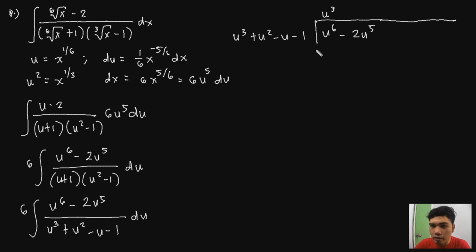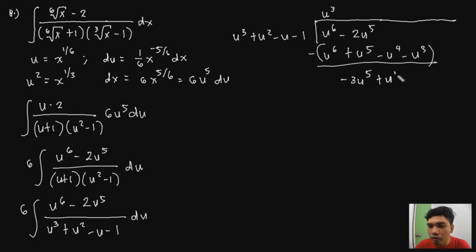So, we have quite a lot of expressions here. We have u to the 6th plus u to the 5th minus u to the 4th, and then minus u cubed. Subtract. So, I think this becomes negative 3u to the 5th, and then this becomes positive, and this one becomes positive as well. Now we divide this, so we have minus 3u squared. Okay, so I think we have negative 3u to the 5th minus 3u to the 4th, and then plus 3u cubed, and then plus 3u squared.